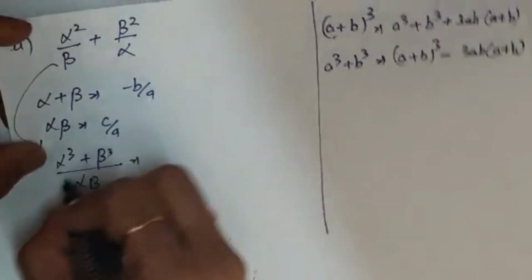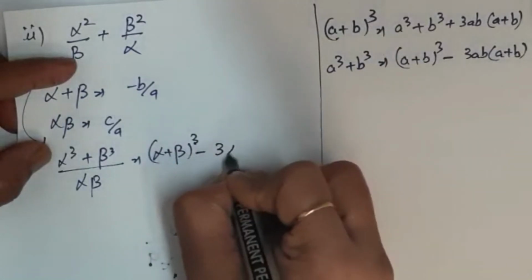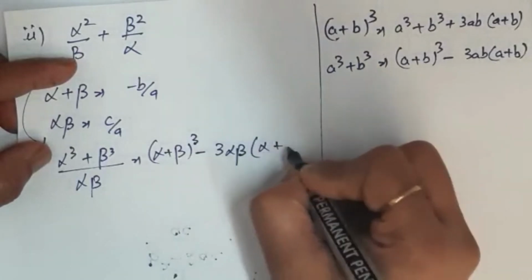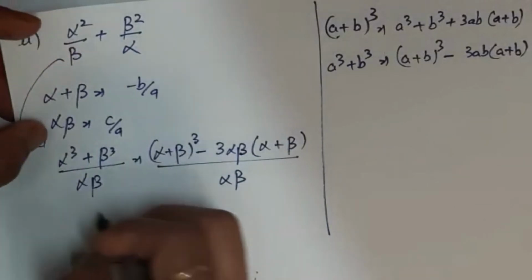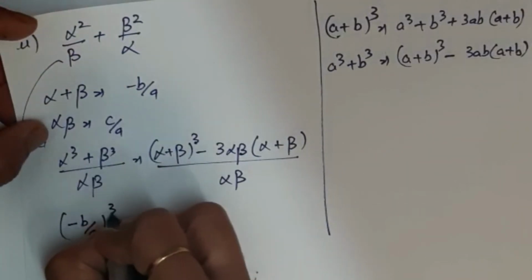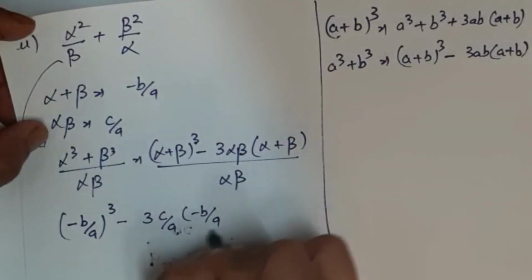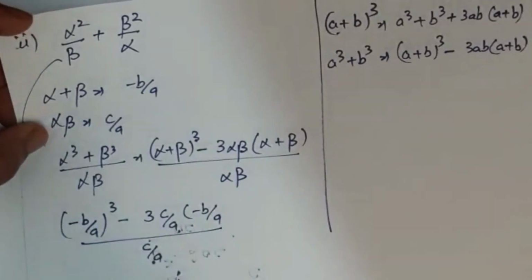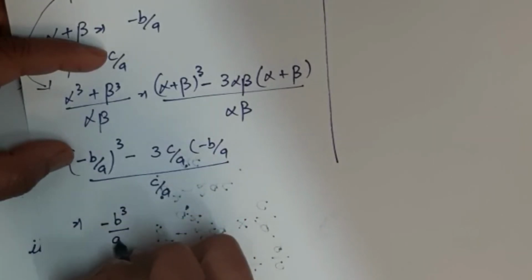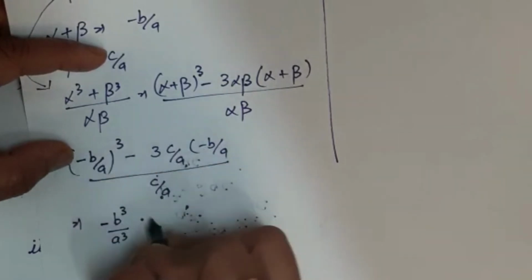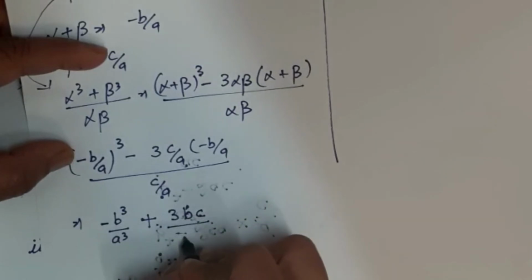It comes out to be [(α + β)³ − 3αβ(α + β)] / αβ, similarly. Now put the values. α + β is −b/a, so (−b/a)³ − 3(c/a)(−b/a), all upon c/a. Now it comes out to be −b³/a³ plus 3bc/a².